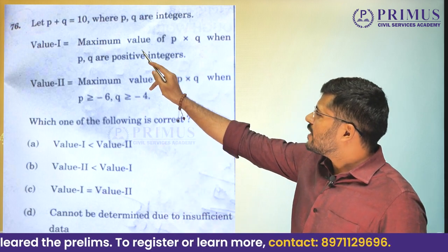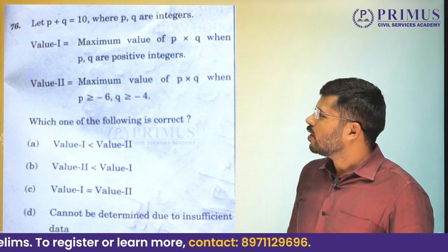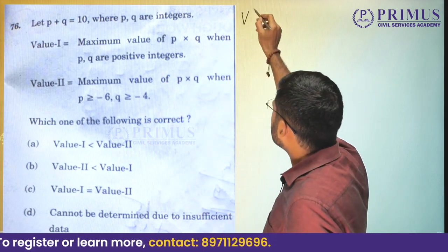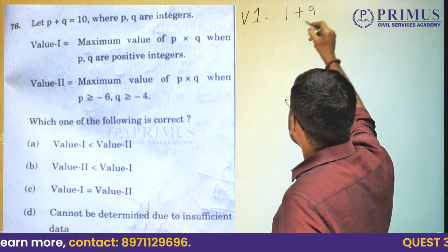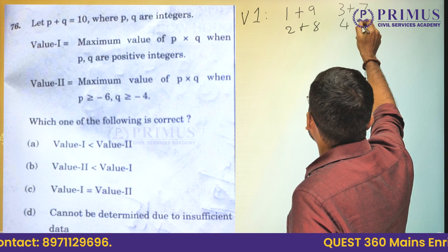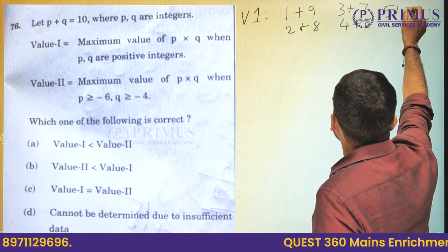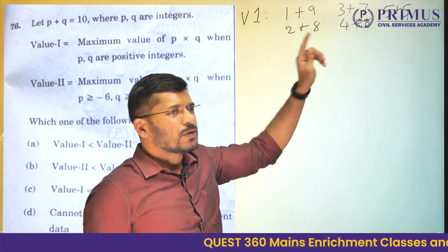Now, what is the maximum of P into Q? When they say that P plus Q is 10, then for value 1, V1, it can be 1 plus 9 or 2 plus 8 or 3 plus 7 or 4 plus 6 or 5 plus 5. They have not told us that P, Q are distinct numbers, so 5 plus 5 is possible.